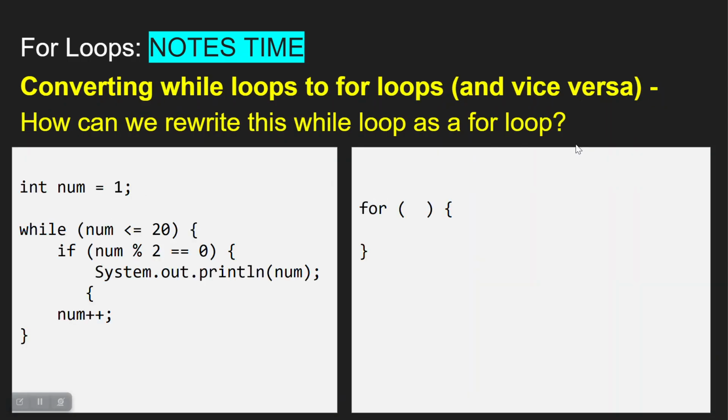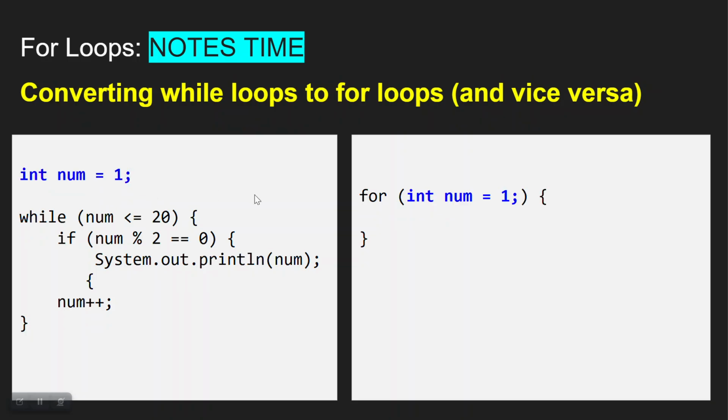All right, and then another thing that your exam is going to want you to do is know how to convert a while loop into a for loop, and vice versa. You might even have to take a for loop and figure out what would be the equivalent while loop. So we'll go ahead and look at this one. Our loop control variable is num, and we're starting at 1. So the first thing I would do is say, okay, for int num = 1.